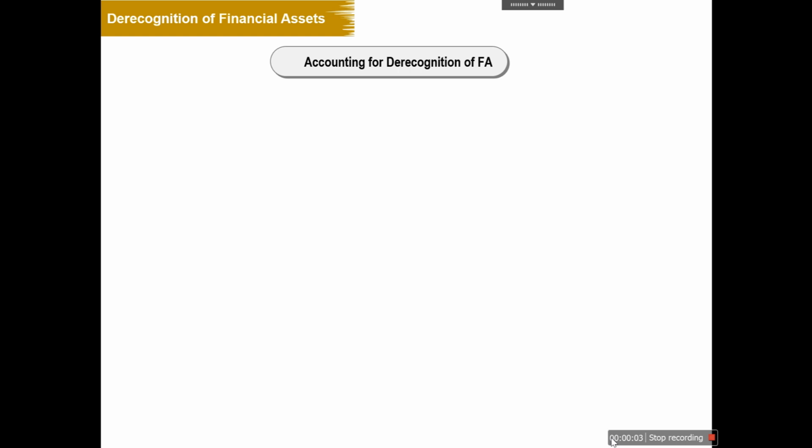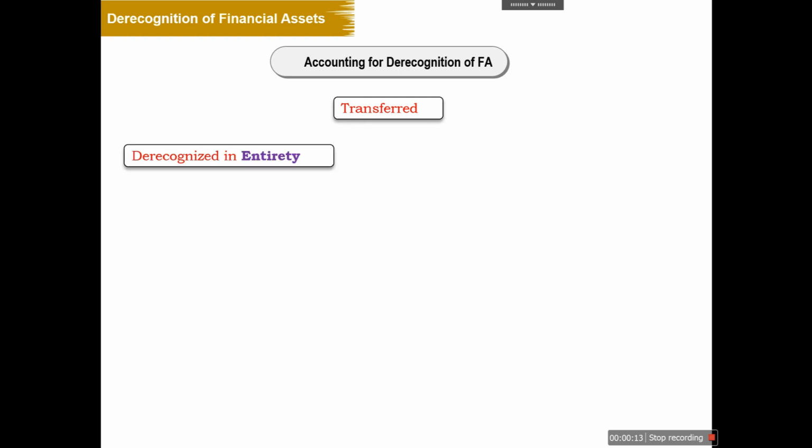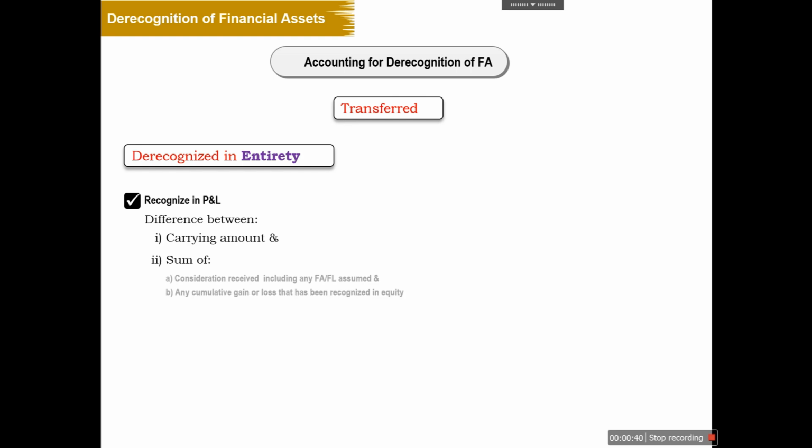Accounting for derecognition of financial asset. If an entity has transferred the financial asset and because of the transfer it qualifies for derecognition of the asset in entirety, in that case, we need to recognize in the profit and loss account the difference between the carrying amount of the financial asset and the sum of the consideration that we have received for the transfer, including adjustment of the value of financial assets that we have acquired or financial liability that we have assumed, and any cumulative gain or loss that has been recognized in equity. This amount we will recognize in P&L at the time of derecognition of the financial asset.